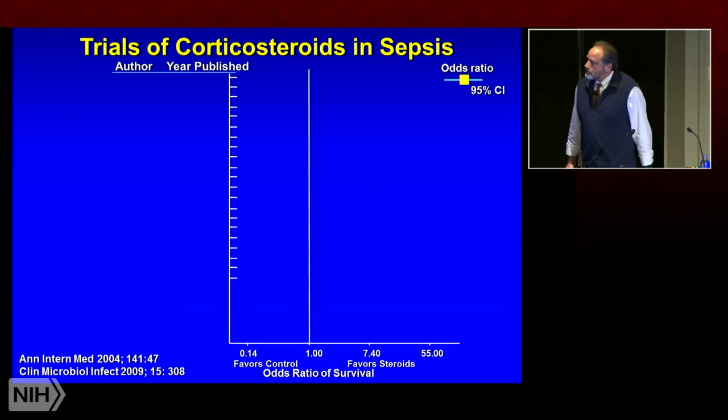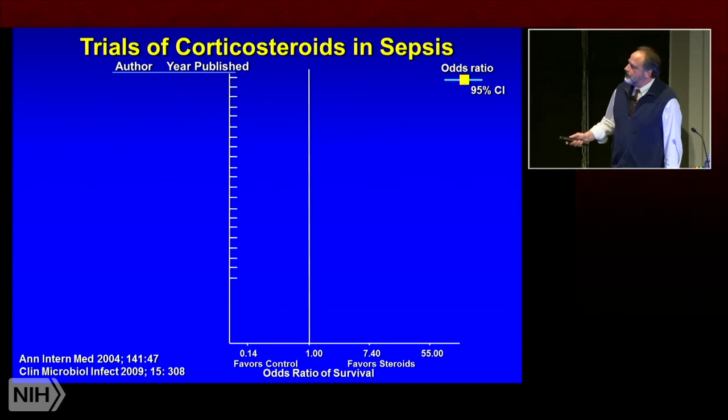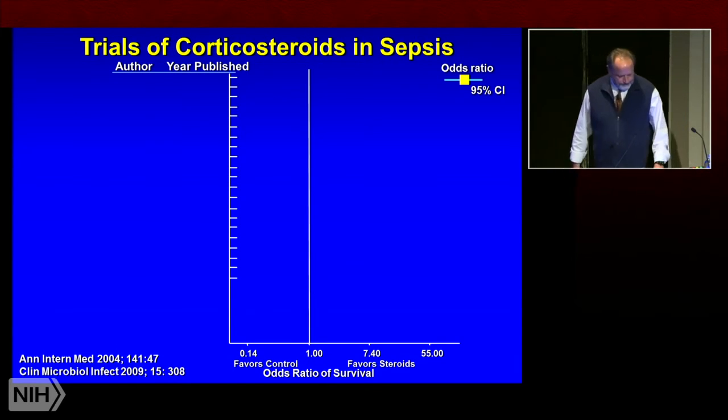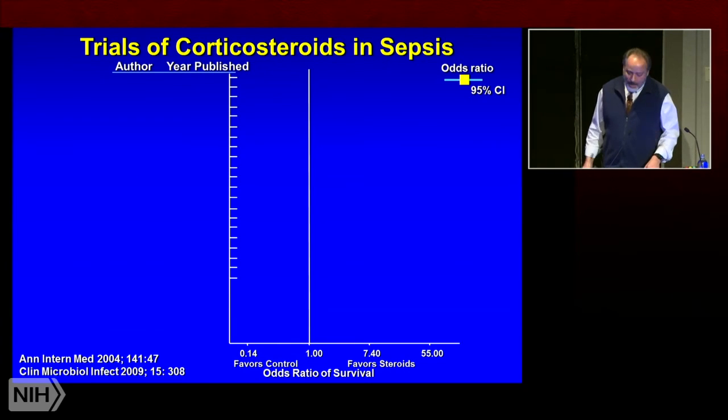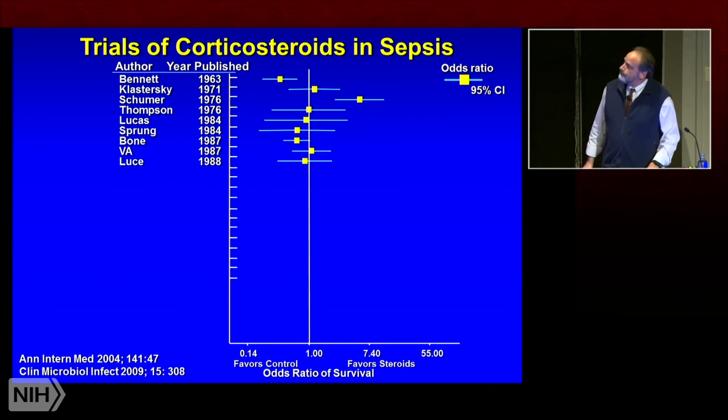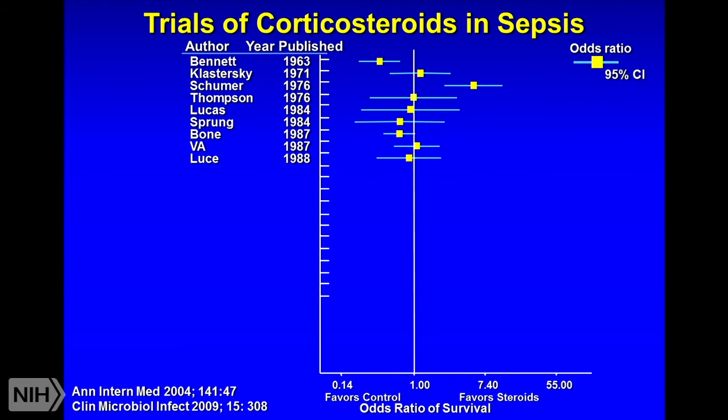So now, again, here's my no effect line. This is benefit, this is harm. I'm going to be looking at the odds ratio of survival, and now I'm going to do a meta-regression across the year the study was published, because that's the factor which is informative. Before I looked at control mortality, now I'm going to look at the year published. So these were the studies that were published from 1963 to 1998, and they used very high doses in short courses, and kind of focus on this one study.